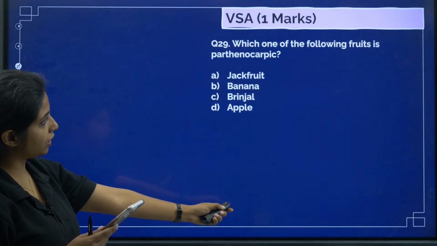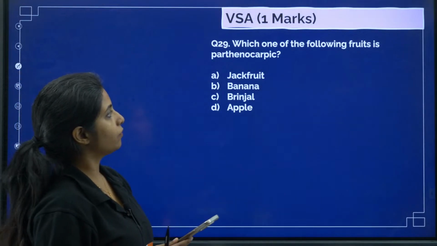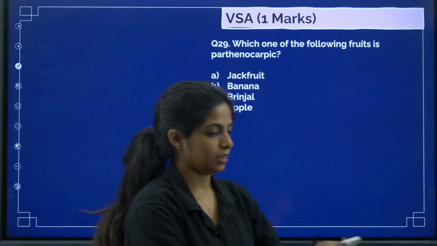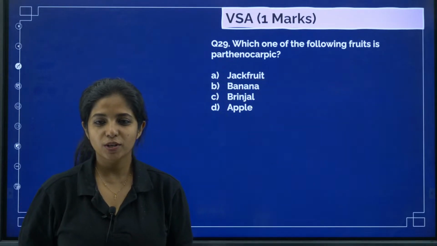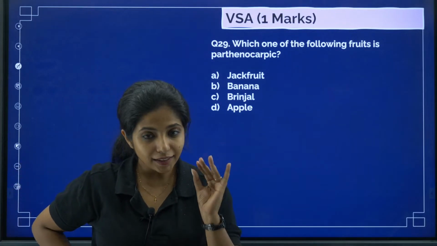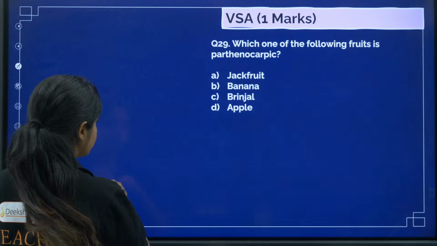Children, all of you got it correct? Great. 29. Which one of the following fruit is parthenocarpic? Come on, tell me. Which one of the following fruit is parthenocarpic? What do you mean by parthenocarpic?